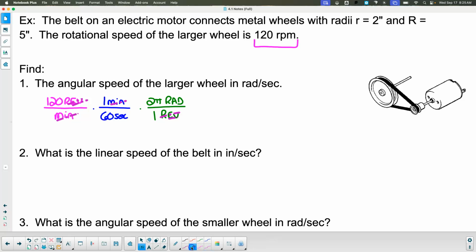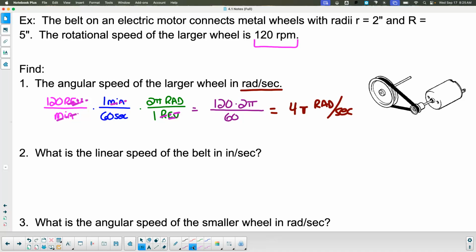Okay? So, all told, this becomes 120 times 2 pi divided by 60. So that would be 4 pi radians per second. Agree with me on that?